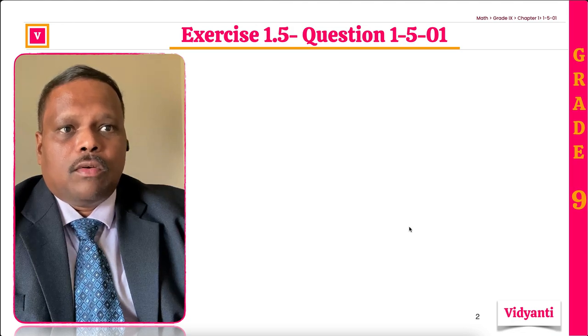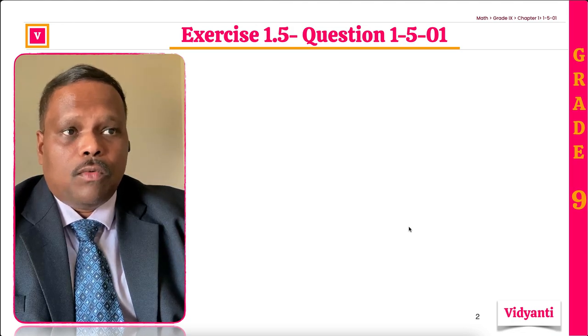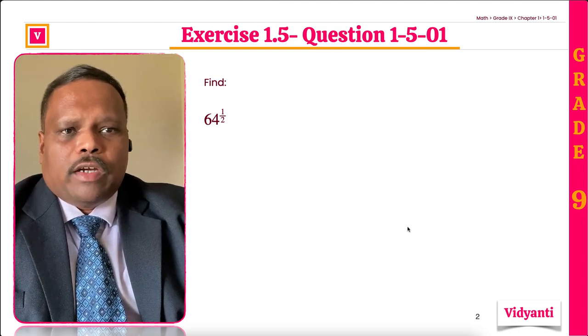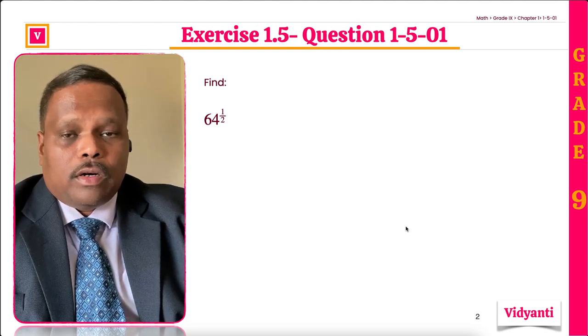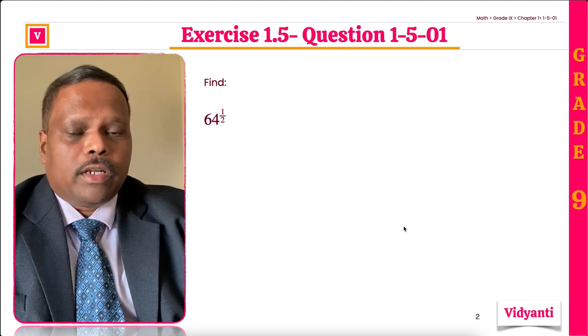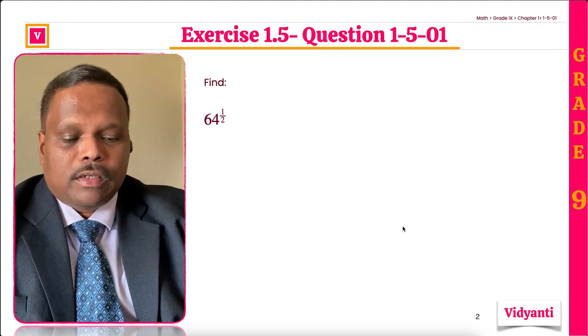Question in exercise 1.5. So that would be question 1.5.1. We are supposed to find out, let's say, 64 raised to half. Now this can be solved using two different techniques. Both should give you the same answer. Let's see.